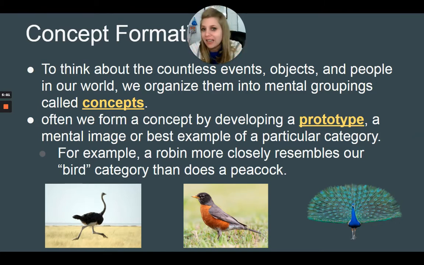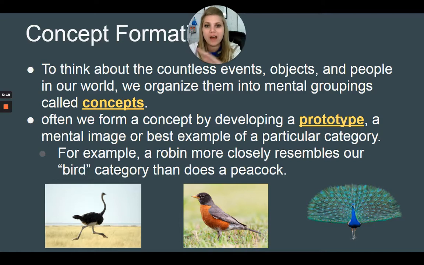it's not as bird-like. When I ask for a bird, you think of the birdiest bird that would come to mind, and that's a prototype. Our prototypes play a big role when we're trying to imagine something new or something different.